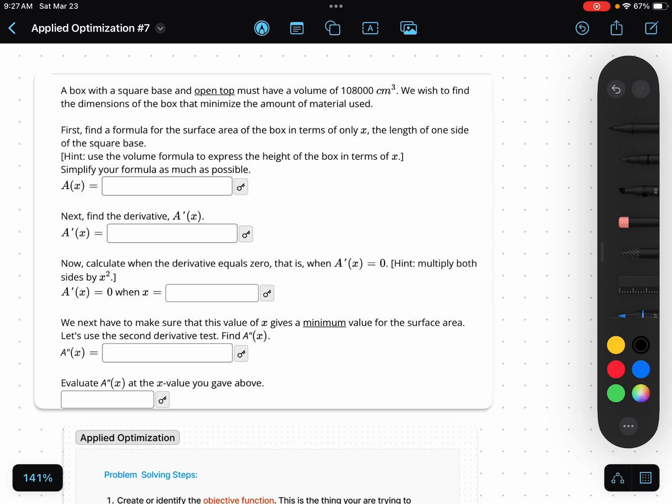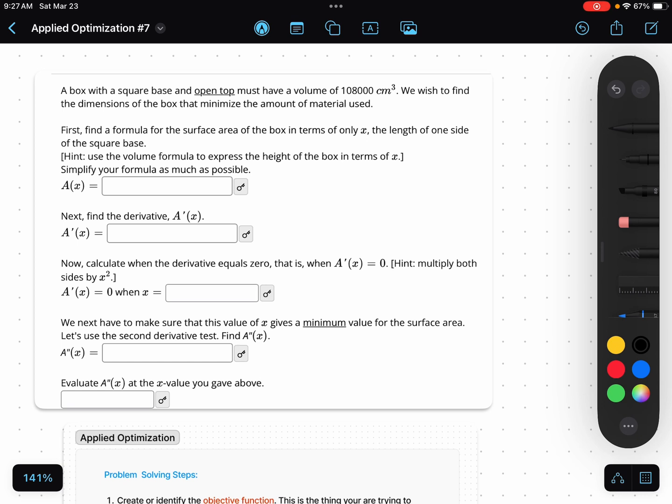Okay, so we have a box with a square base and an open top that must have a volume of 108,000 cubic centimeters. We wish to find the dimensions of the box that will minimize the amount of material used. And then they're going to walk us through that process.